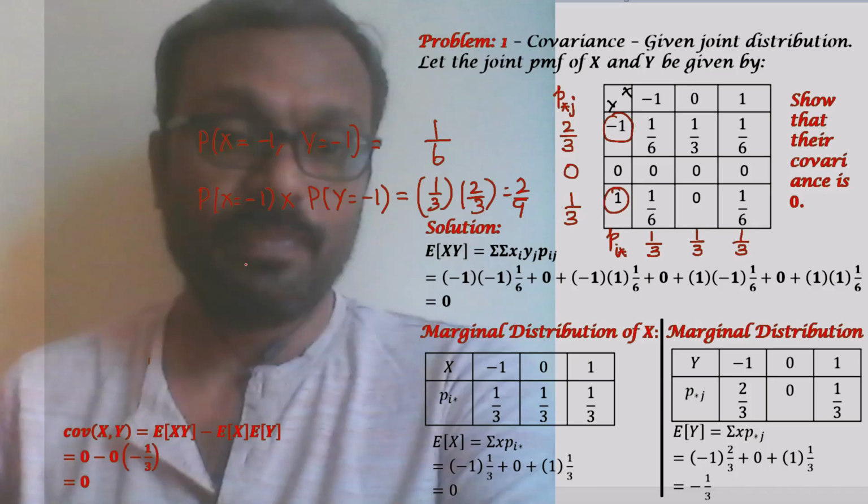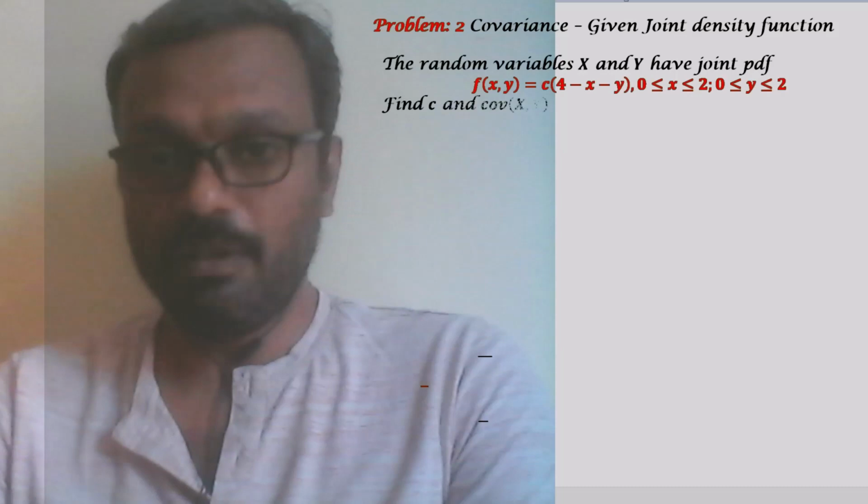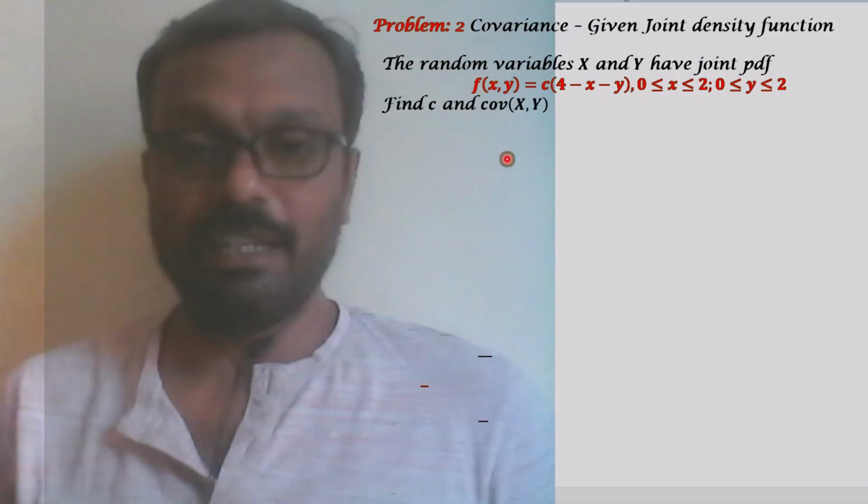But when x and y are independent, obviously their covariance will be 0. Now we shall have one more problem on two-dimensional continuous random variables. So here we are given the joint density function of the two-dimensional random variable x and y. We are asked to compute the value of c and covariance of x comma y, and we all know how to compute the value of c. We can use the property of joint density function. That is, when we integrate the joint density function in the domain of the two-dimensional random variable, the value of the integral turns out to be 1.